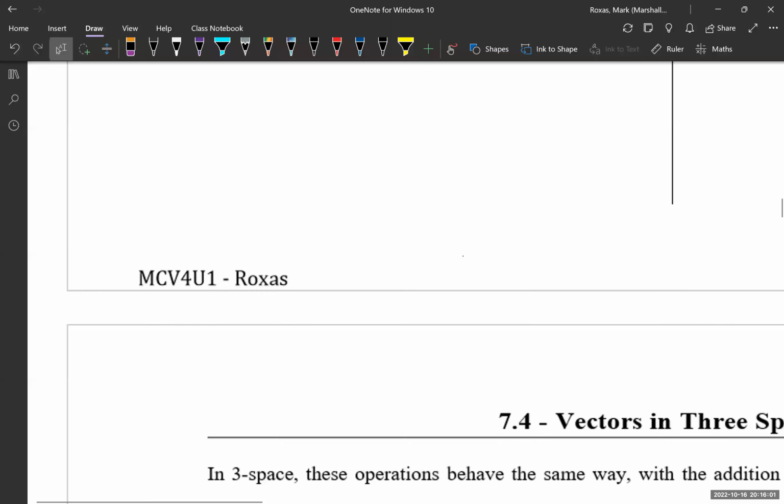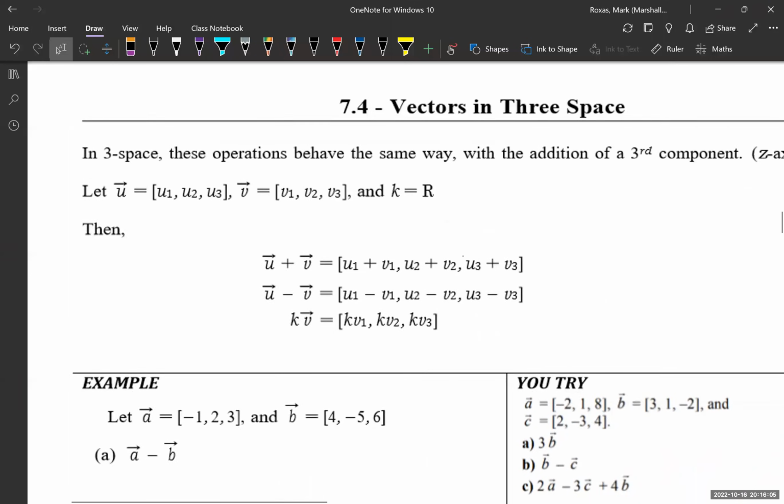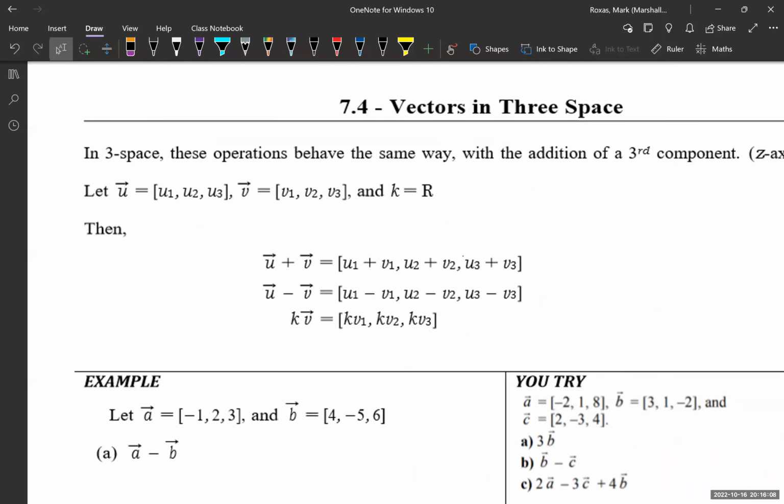Let's look at the next part, operations in 3D space. So like the operations we did in 2D space, the same applies to 3D space. So we're just now adding the z component in addition to the x and y components we're already used to from 7.1, 7.2, and 7.3. Okay.